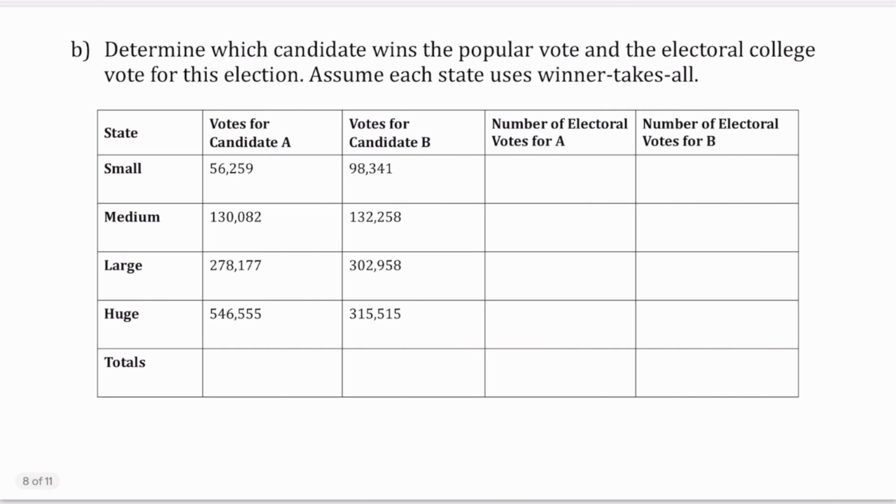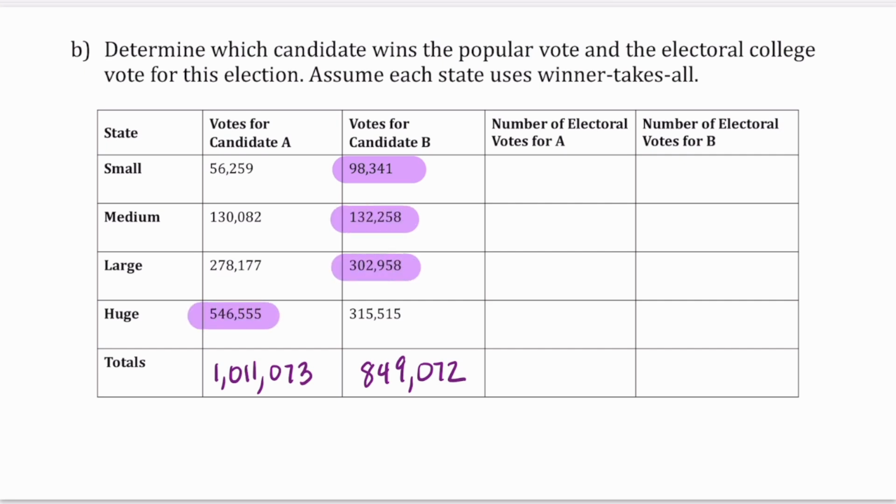B says to determine which candidate wins the popular vote and the electoral college vote for this election. Assume each state uses winner takes all. As you can see, we have this table here to help us with answering this question. In our table, we are given the number of votes each candidate received for each state. Candidate A received 1,011,073 votes, and candidate B received 849,072 votes.